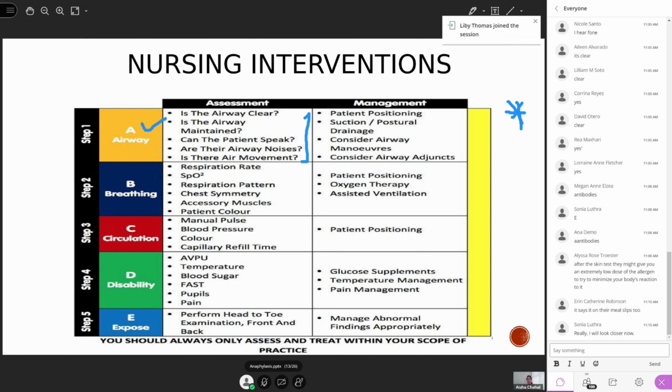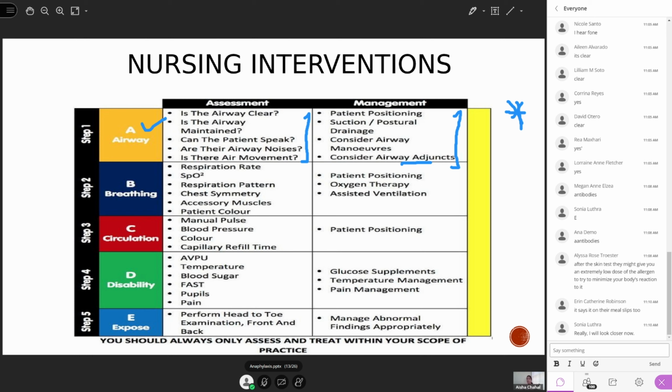This is actually a very good picture that you can follow, and these are the management steps. What are you going to do to maintain the airway? Some of this you already know. Some of these you will learn next semester. For example, airway adjuncts, which are the last thing. For example, the laryngoscope, the tracheostomy. There's a little tube that you can put in and rotate, and that just maintains the airway.